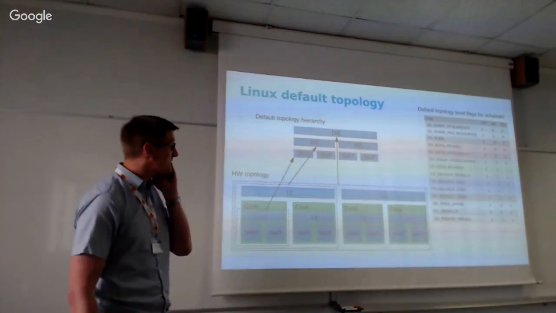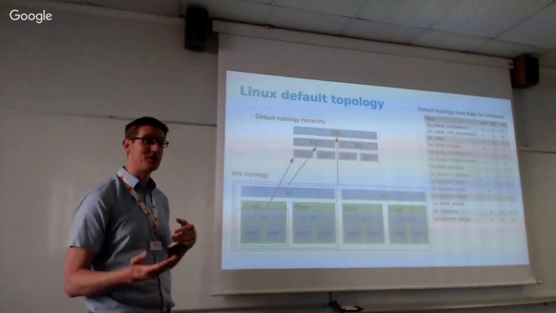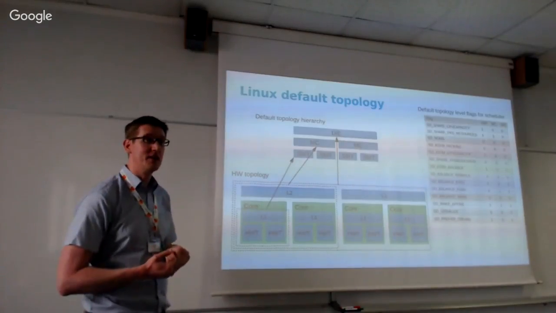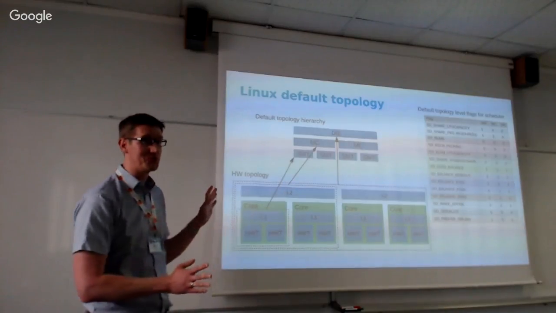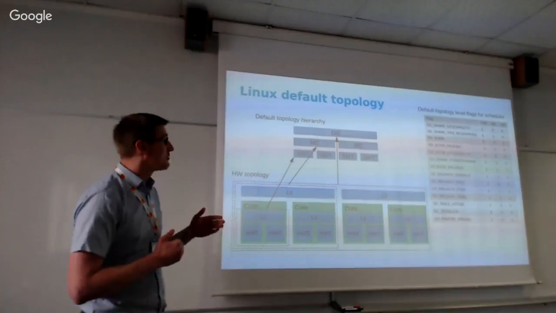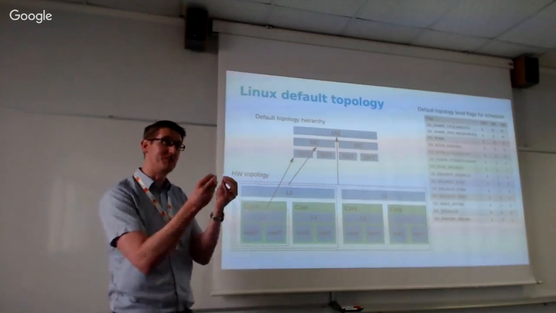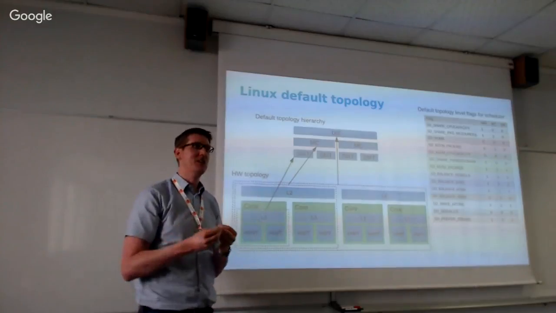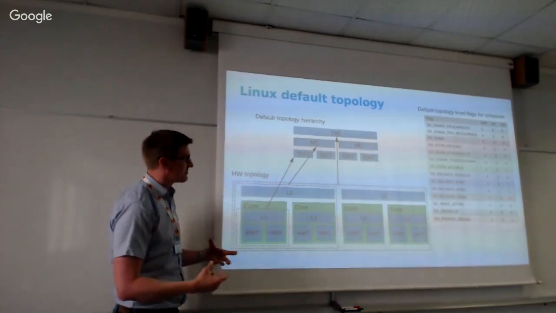So here I try to describe what we have as the default topology set up in Linux today. On most systems, and these are the non-NUMA systems we're talking about now, we have three levels. We try to describe the system as a hierarchical topology to reflect how the systems are actually designed.